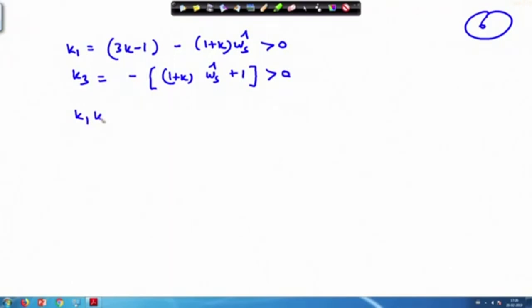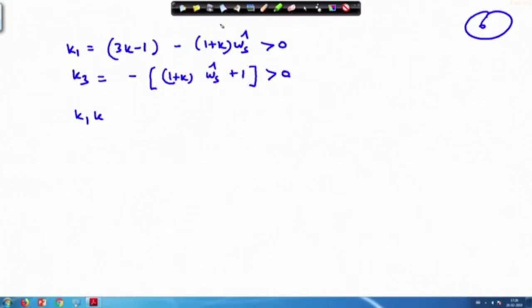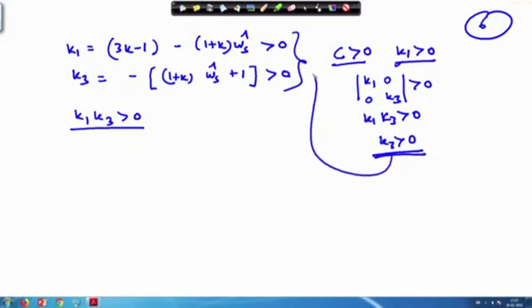What about k1 times k3? We have written here k2 or k3, just one minute. This is the k3 term. This we are writing as k3. Okay, k1 times k3, this should be greater than 0. And anyway, for the C matrix to be positive definite, it is required that k1 should be greater than 0, and also the first minor, this k1, 0, 0, here k3, this would also be greater than 0. So, this implies that k1 k3 would be greater than 0, because k1 is greater than 0. So, k3 is also required to be greater than 0, means both these quantities need to be greater than 0. So, one requirement is that k1 times k3 greater than 0 must be satisfied.